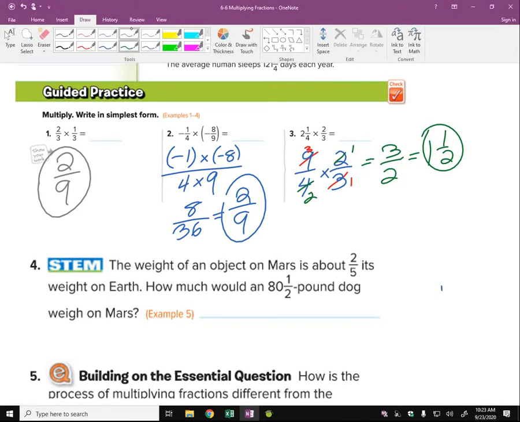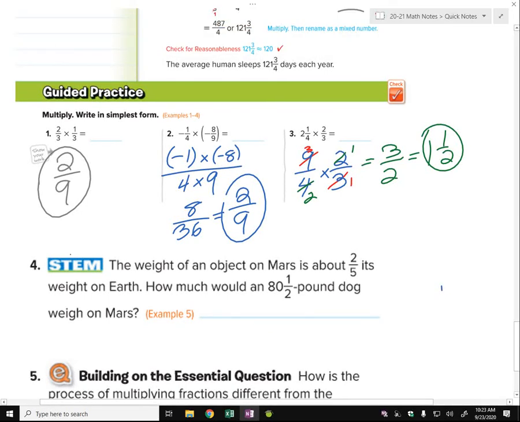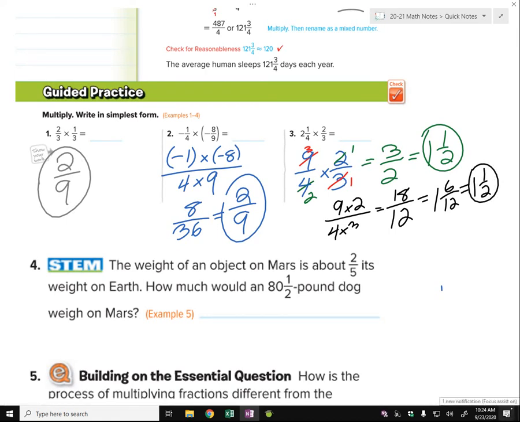If you choose not to reduce, this is what it would look like. I would have 9 times 2 over 4 times 3. You don't have to write what I'm writing in black. 18/12, which is 1 6/12, which is 1 1/2. See how reducing was a lot less writing? I had two more simplifications to do if I just reduced before I got started.